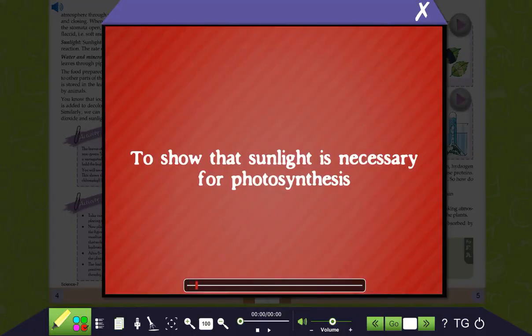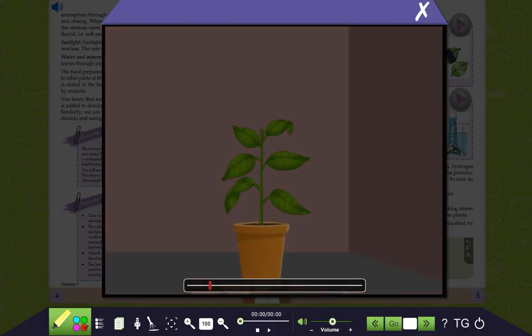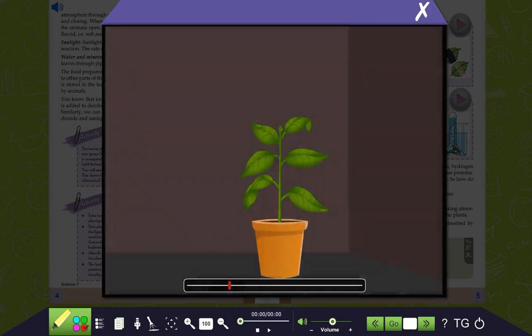Activity 3. To show that sunlight is necessary for photosynthesis. De-starch a potted plant by keeping it inside a dark room for 2 days. This will ensure that there is no starch present in its leaves.